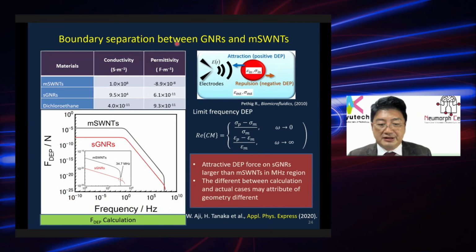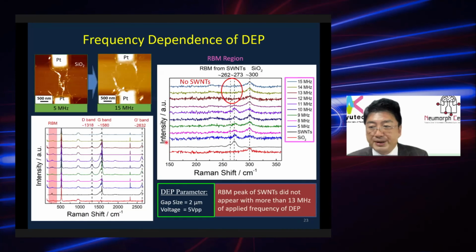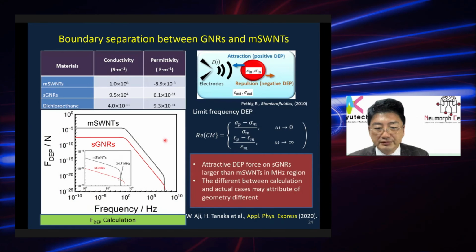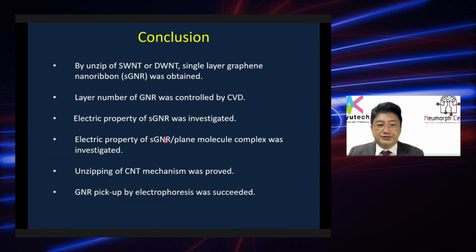So this is a very good coincidence with the experiment. This calculation is very rough, but still the order is the same as the experimental data, more than 30 megahertz. So this is the conclusion. By unzipping single wall carbon nanotube or double wall carbon nanotube, single layer graphene nanoribbon was obtained.